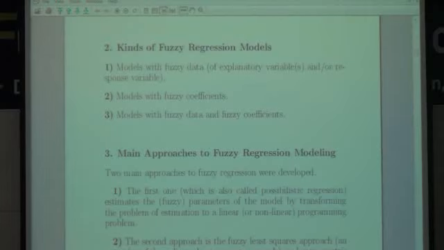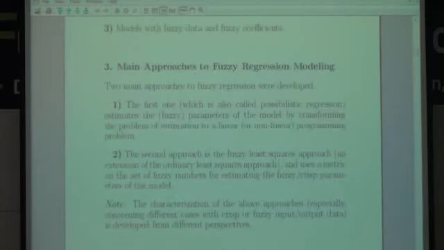But what are the approaches to fuzzy regression modeling? Two main approaches are discussed in fuzzy regression modeling. The first one, which is also called possibilistic regression, estimates the fuzzy parameters of the model by transforming the problem of estimation to a linear or nonlinear programming problem. This approach was discussed by Professor Watada yesterday morning. In fact, Professor Tanaka for the first time introduced this approach. The second approach is the fuzzy least squares method, which is a generalization of the ordinary or statistical least squares approach. These are the two main approaches to fuzzy regression modeling. Although we have some other approaches, most of them are based on these two kinds of approaches.